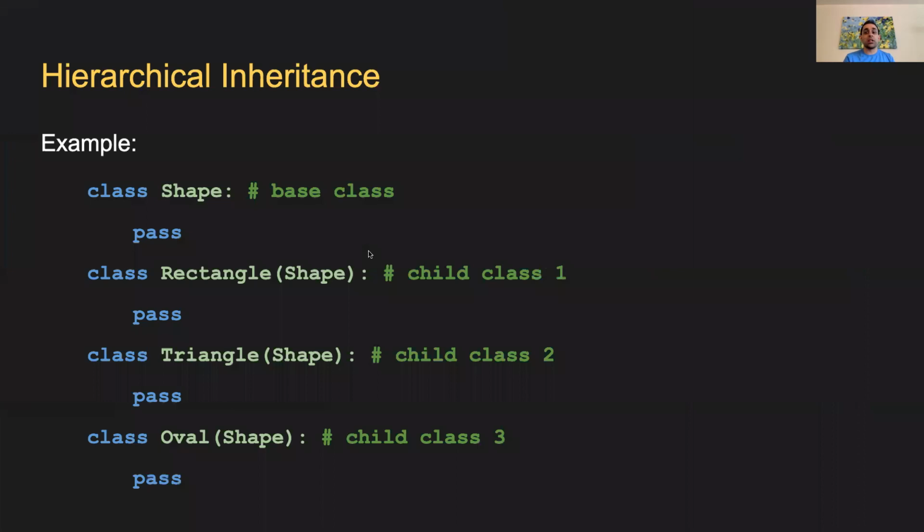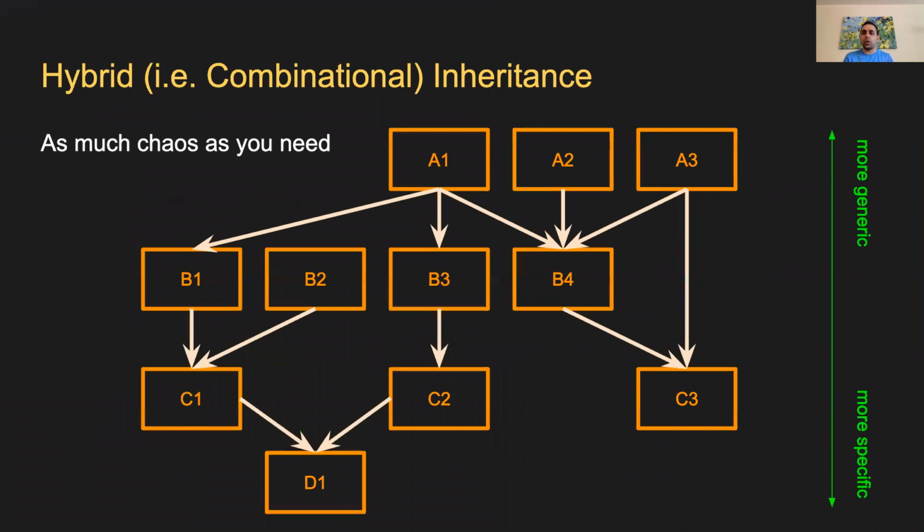All right, so we talked about the four main models. There really isn't a fifth one, but there's a fifth concept, and that concept is hybrid or combinational inheritance. And I just say this is as much chaos as you need. As you work on real world projects, large projects, you'll probably see models that look this unappealing. It can get pretty crazy, especially with super large projects. So again, this is not atypical.